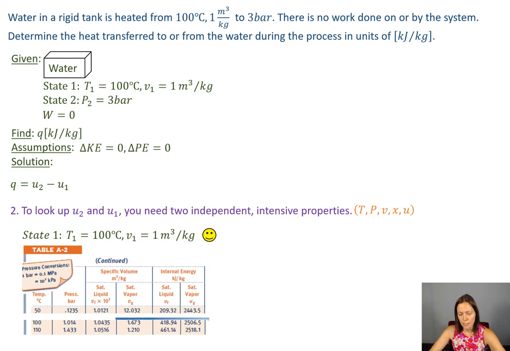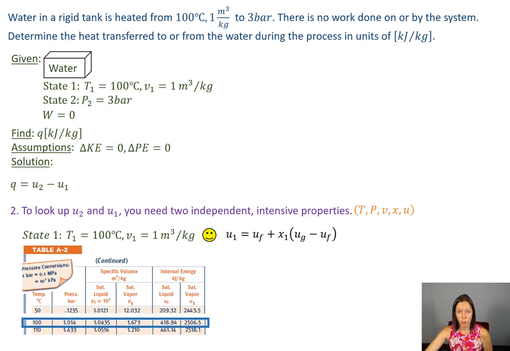So I go to my saturated tables that are organized by temperature at 100 degrees Celsius, and I ask myself, is my specific volume in between V sub F and V sub G? Because if it is, then I'm two-phase. And it looks like, yes, I am. So I am saturated because my V1 is between V sub F and V sub G. So because I'm two-phase, I know my internal energy, U1, is a function of quality.